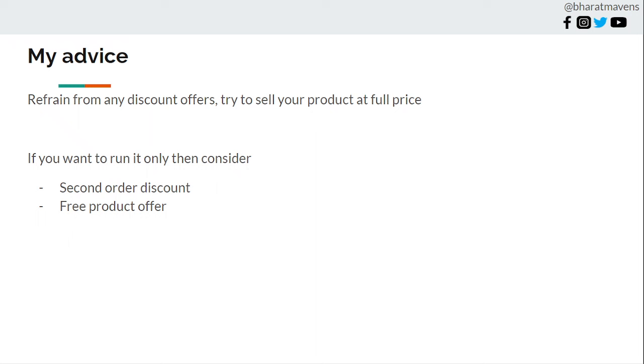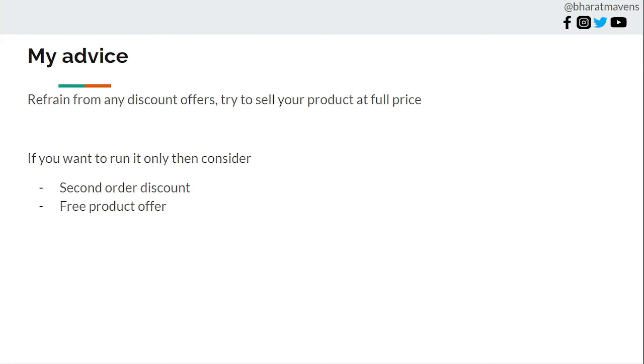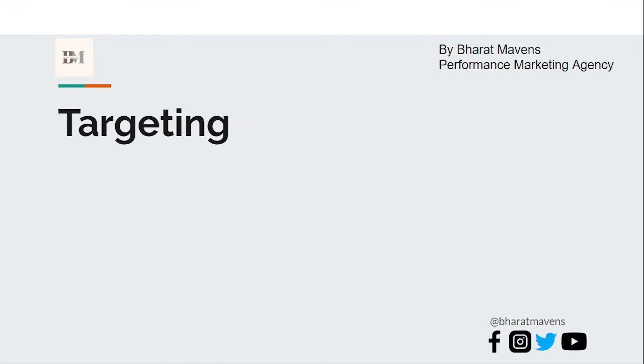And if you want to run offers only, then go for a second order discount offer or a free product offer. Instead of discounting the existing product, add a free product with it, so that the existing product does not appear to be very much discounted. But my recommendation is overall, don't run an offer at all in the initial stage.